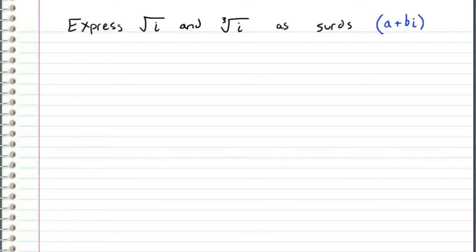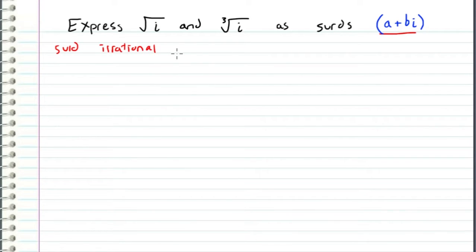So here's a question that was sent in today. We want to express the square root of i and the cube root of i as surds in the form of a plus bi. Alright, so first off, a surd is simply an irrational representation of a number.